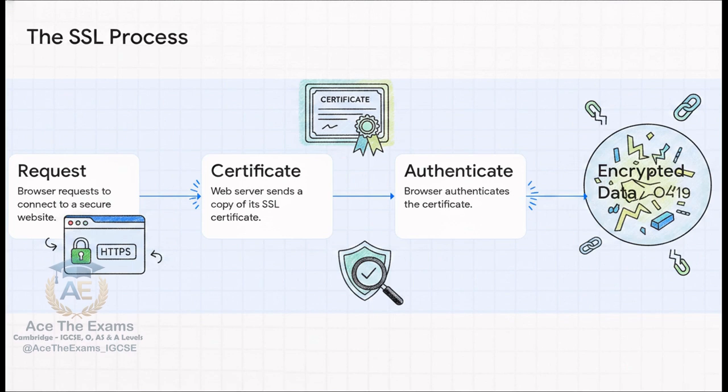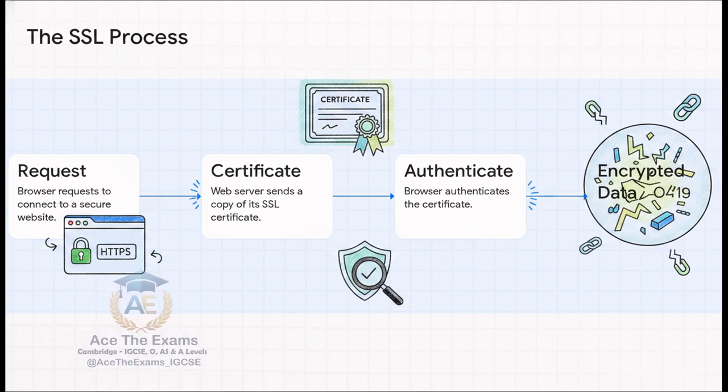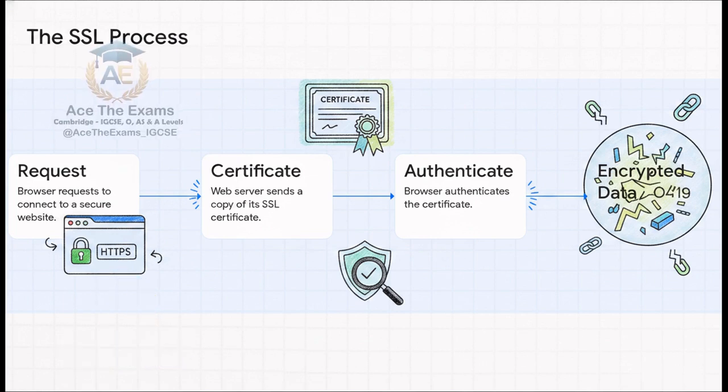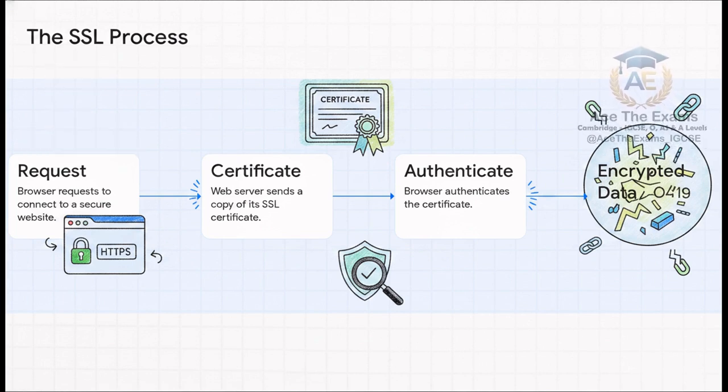The absolute first line of defense, and one you interact with every single day, is SSL, or Secure Sockets Layer. Whenever you see that little HTTPS or the padlock icon up in your browser's address bar, a really neat 4-step process is happening in the background. Step 1, your browser requests a secure connection. Step 2, the web server sends over a copy of its SSL digital certificate. Step 3, your browser authenticates that certificate to ensure the site is exactly who it claims to be. And Step 4, once it's fully authenticated, a secure 2-way encrypted data transfer begins, meaning even if someone managed to intercept that data mid-flight, it would be totally unreadable gibberish to them.